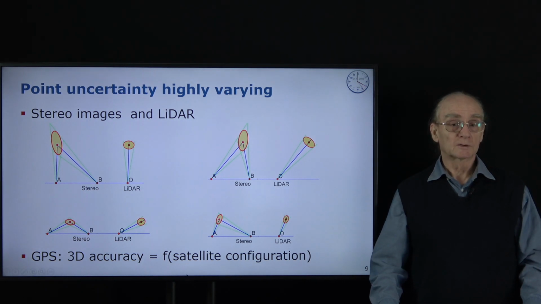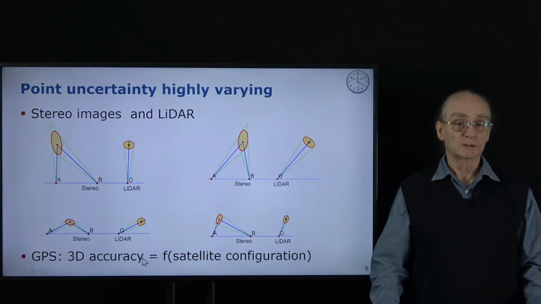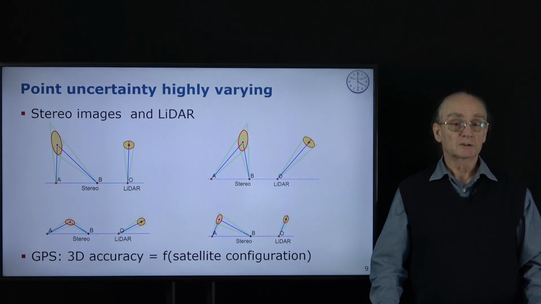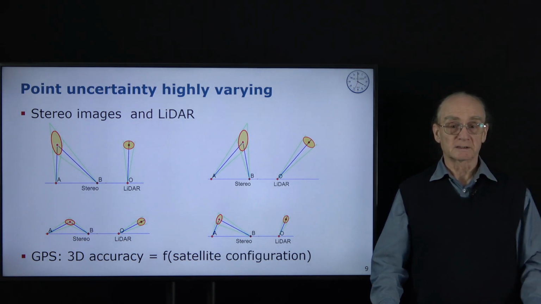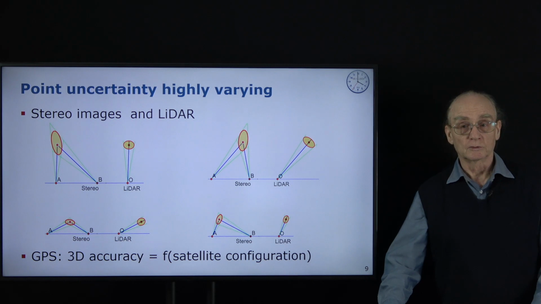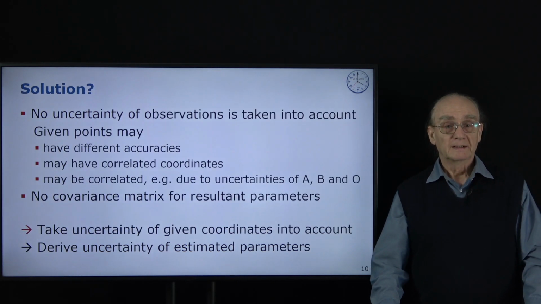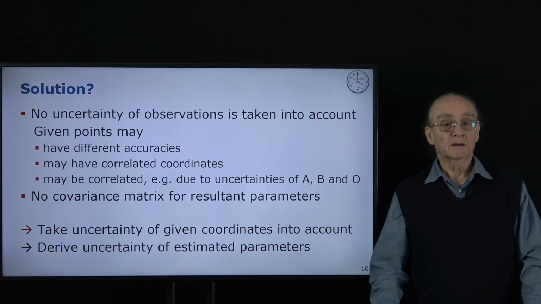The same also holds for GPS data. If you have GPS data, you have an instrument, then the three-dimensional accuracy depends on how the configuration of the satellites is at that moment when you do the measurements. That means these direct solutions don't take the uncertainty of the observations into account.